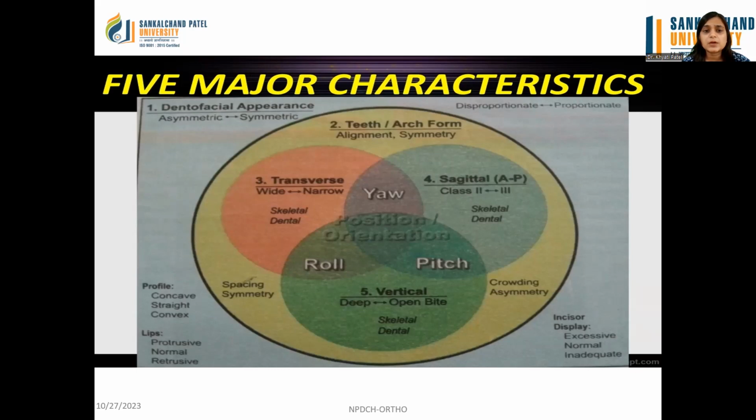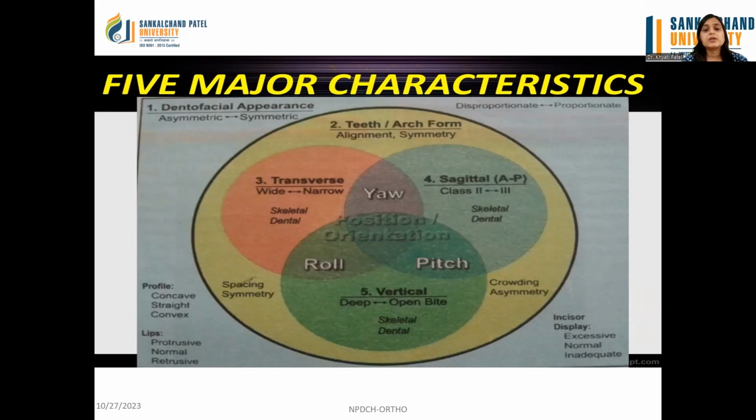Now comes the third one, the transverse. In that, you have to check whether the patient's arch is wide or narrow. You also need to check whether it is a skeletal problem or a dental problem. Then comes the fourth one, the sagittal relationship, meaning the antero-posterior relationship. It is the same as the Angle's classification. So you have to check whether the patient has a class 3, class 2 or class 1 molar relation, and you need to check the dental and skeletal relation also.